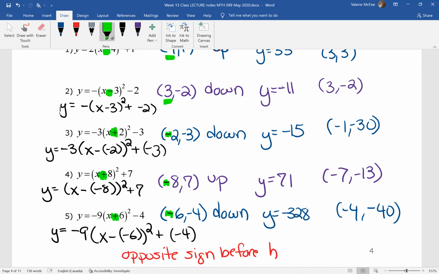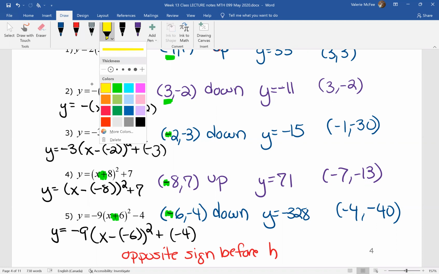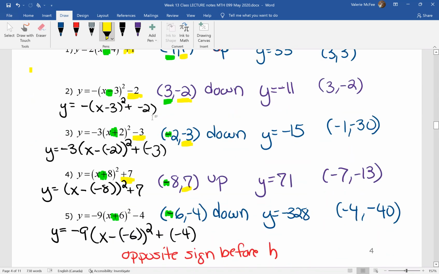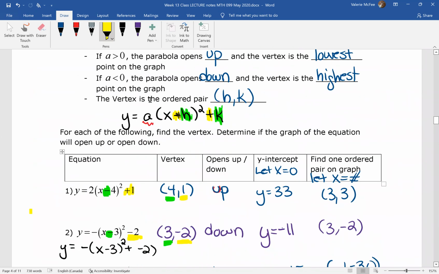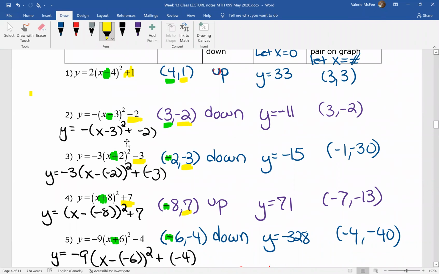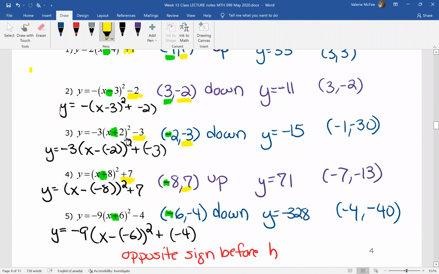What about when we're looking at k? We have a plus 1, plus 1, minus 2, minus 2, minus 3, minus 3. k is just the number it looks like. You don't have to worry about changing the sign because the formula is just plus k. So do some practice with that, identifying the vertex and the y-intercept from a quadratic equation in vertex form. And then in the next lecture, we'll start doing some graphing.